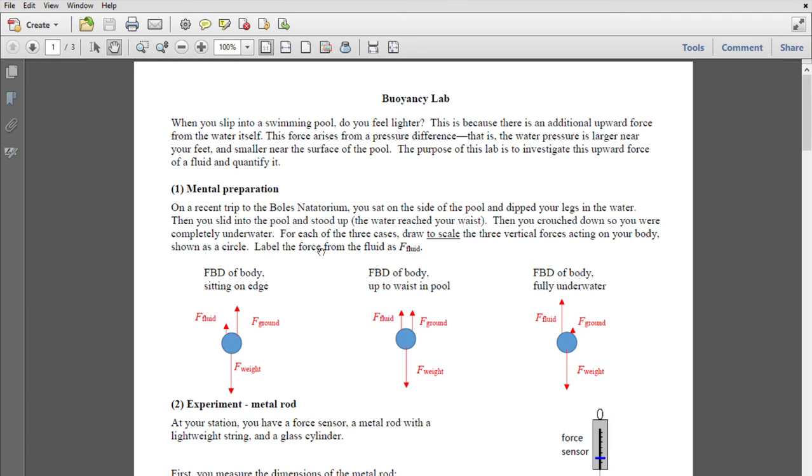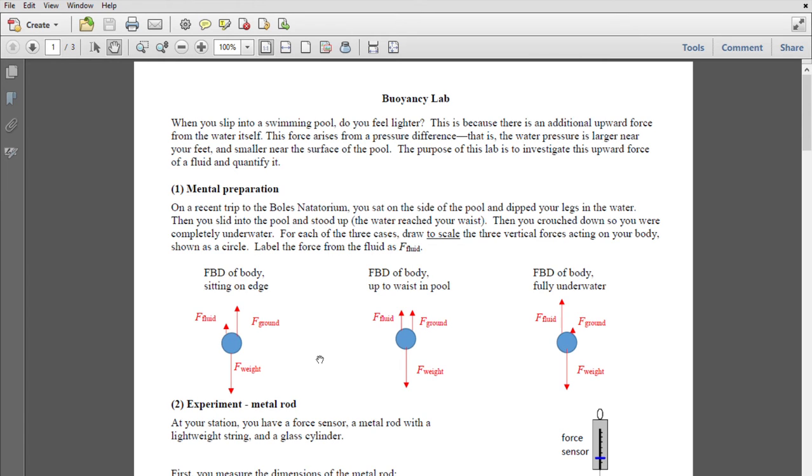your body, and you're, in the first one, sitting on the edge of the pool with just your feet dangling in. In the second one, you're halfway submerged. In other words, the water reaches up to your waist, and then you fully submerge yourself in the third one. And we're supposed to draw the three forces on you in each case.